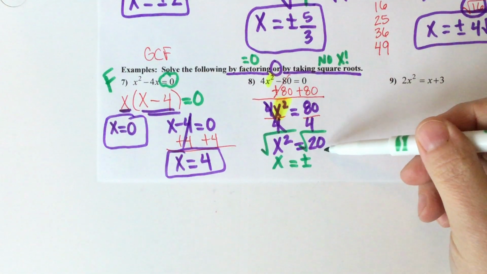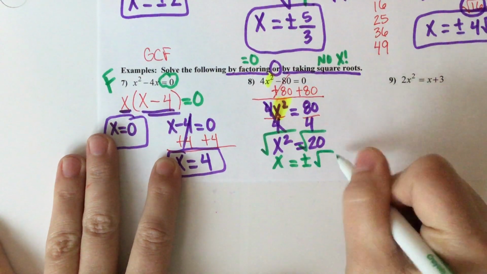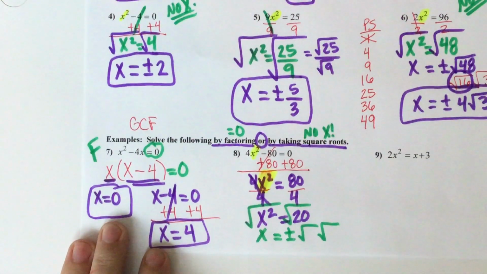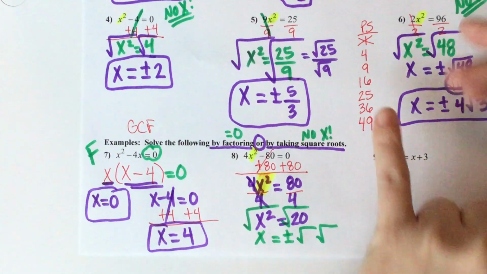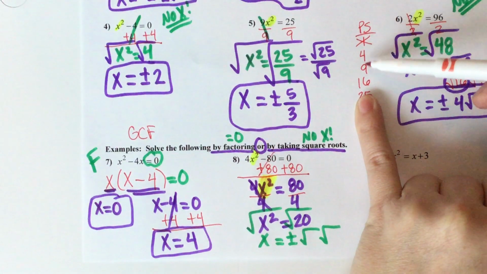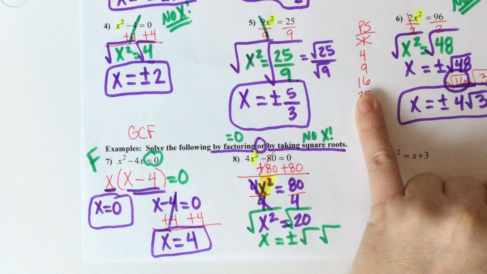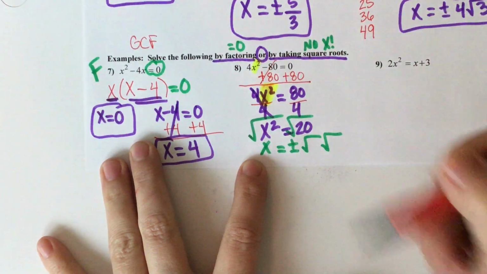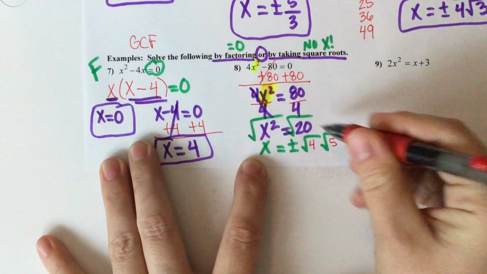And then can you take the square root of 20 and get something pretty? Nope. So I want to break it down. I want to find the largest perfect square that can go into it and how many times. So look up here at your perfect squares. Don't look bigger than the 20. Of these numbers here, what's the biggest one that can divide into 20 evenly? 4. And 4 goes in there how many times? 5 times, because 4 times 5 is 20.